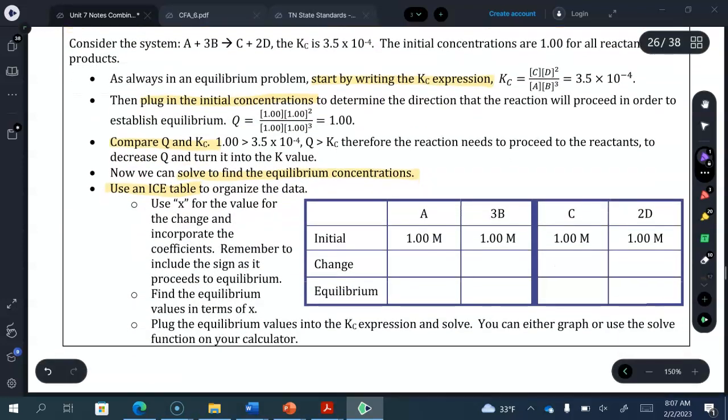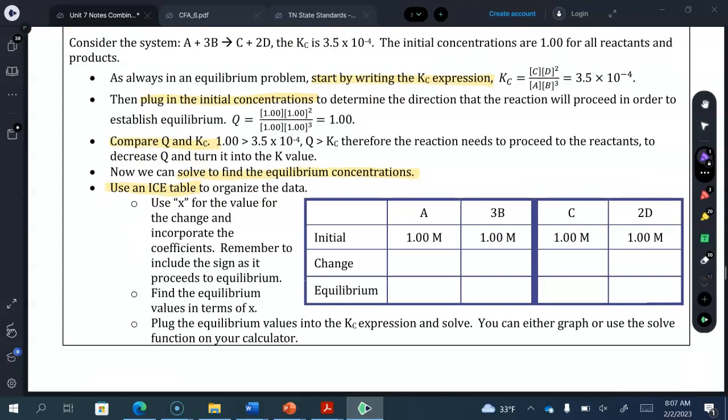Consider the system A plus 3B yields C plus 2D, where K, the equilibrium constant, is 3.5 times 10 to the negative 4. The initial concentrations are 1 for all reactants and products, so 1 molar. As always, in an equilibrium problem, start by writing the expression, then plug in the initial concentrations to determine the direction that the reaction will shift in order to reach equilibrium. In this, we see that Q is greater than K. So since Q is greater than K, the reaction will proceed to the reactants to turn Q into the value of K. Now we can solve to find the equilibrium concentrations.